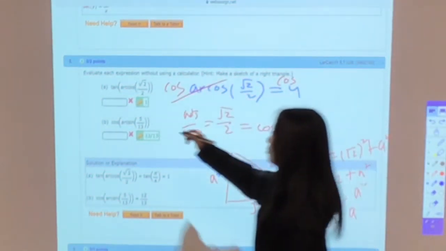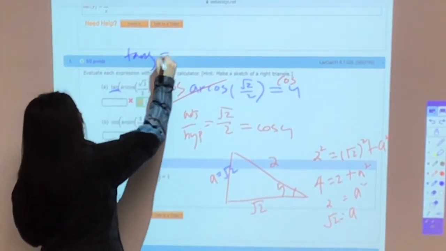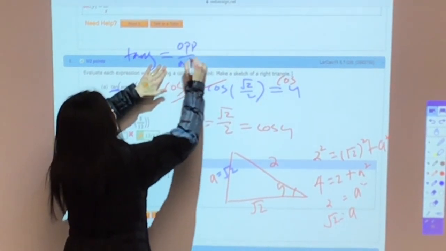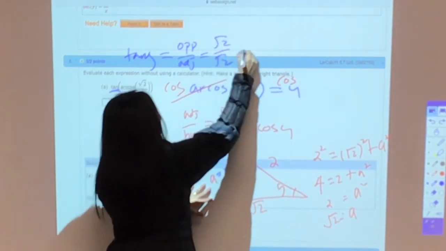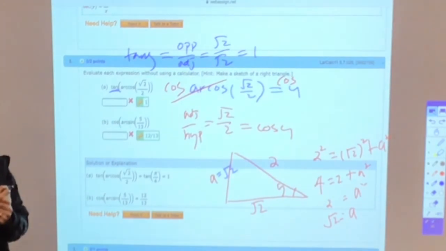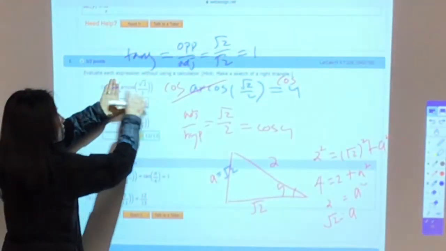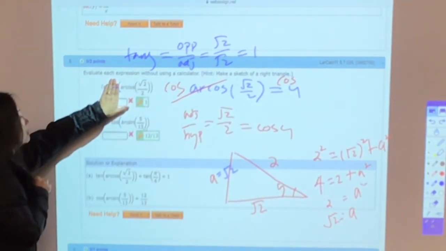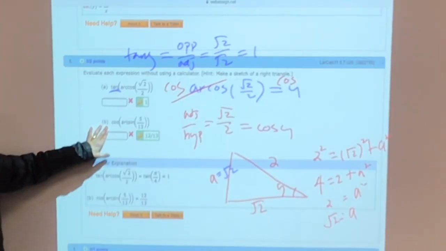All right, now I can find tangent. It's asking me to find tangent. Tangent y is opposite over adjacent. So I have square root of 2 over square root of 2, which gives me 1. So don't do the tangent right away. Remember, you have to do the inside first, using the Pythagorean theorem, and then you figure out what tangent equals. Exactly the same way.